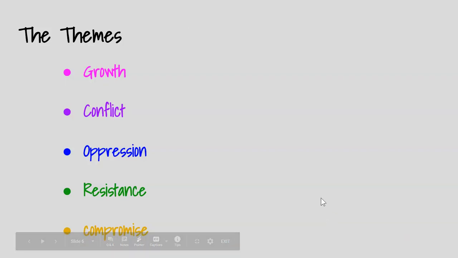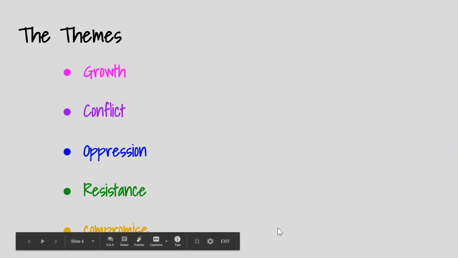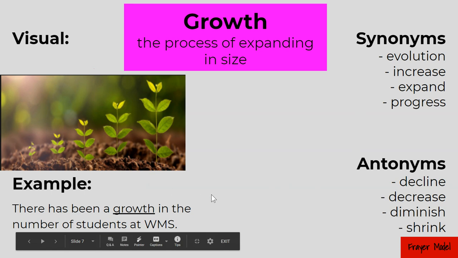Let's take a look at the themes we will study during our time together. Growth, conflict, oppression, resistance, and compromise. Let's first start with growth.